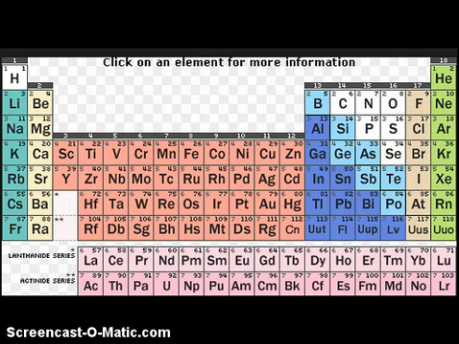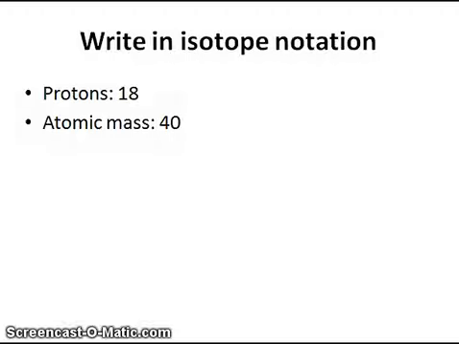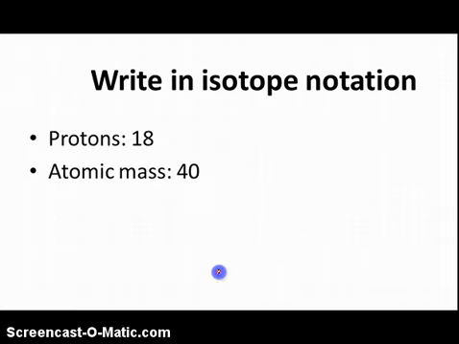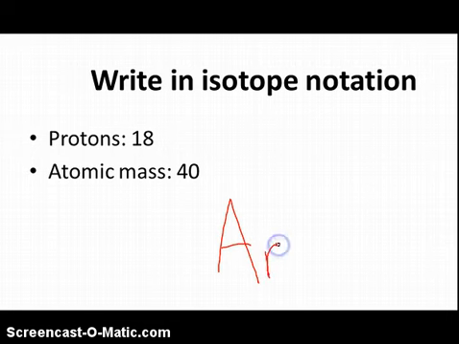So that's the element we're looking for, and we're going to use the symbol Ar. So what I'm going to do now is write the symbol Ar, which is argon. Then I'm going to use the number of protons for my atomic number. So 18 will be right here at the bottom. And then the atomic mass, 40, will be up here. And that's it. So that's my isotope notation.